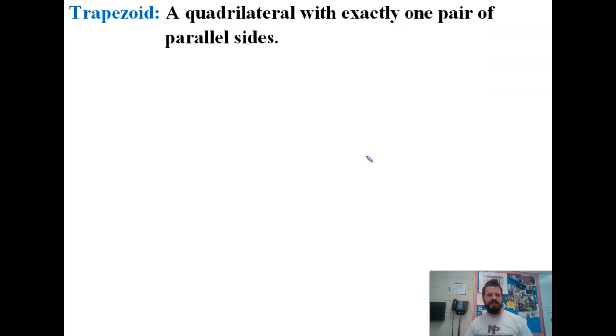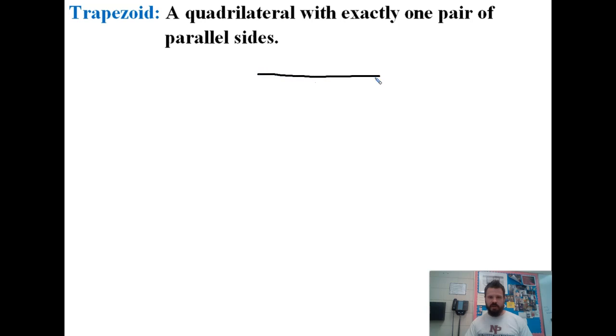Alright, so first off, what is a trapezoid? I'm going to say a trapezoid is a quadrilateral, so a four-sided shape, with exactly one pair of parallel sides. Now, I didn't put a picture of this in the note guide for you because I like to have you draw the picture based on the definition. It's a good way to really make sure you understand that definition and what it means. So let's draw a trapezoid.